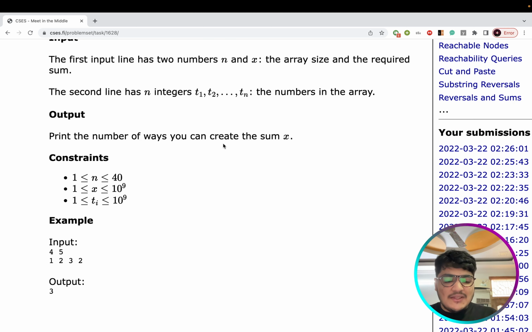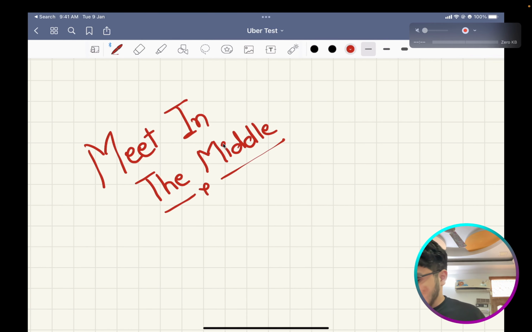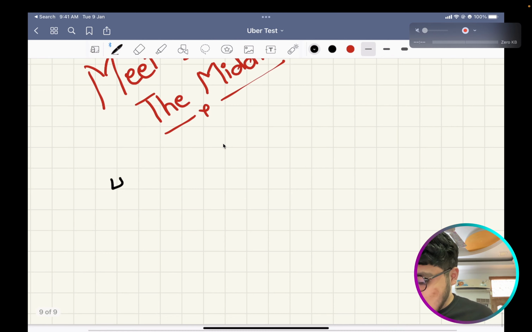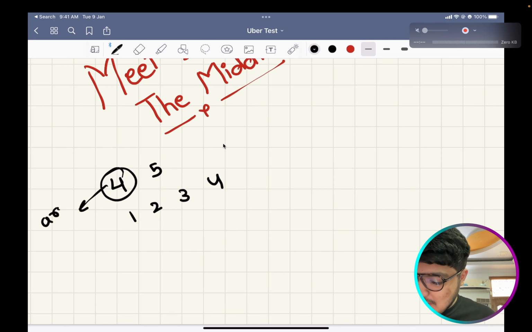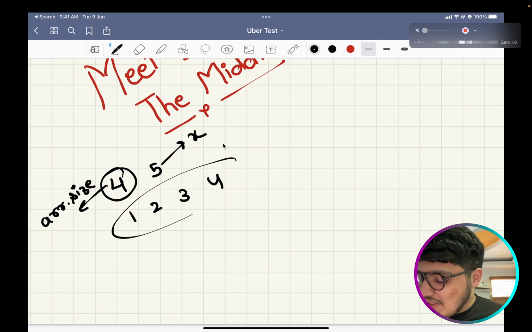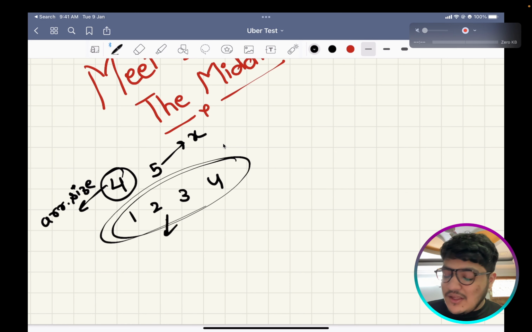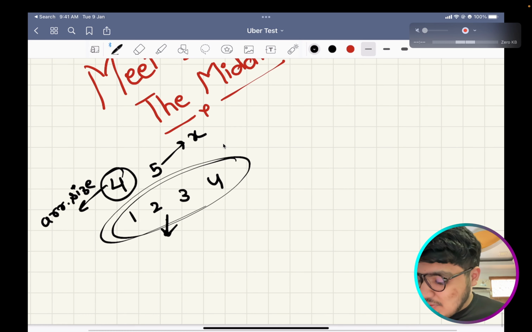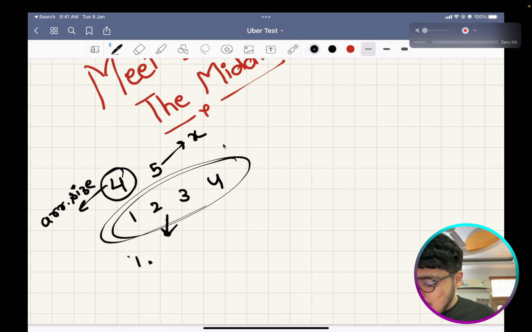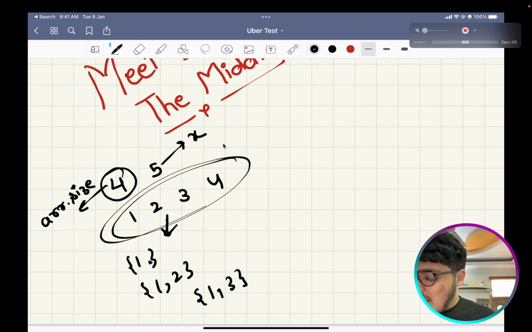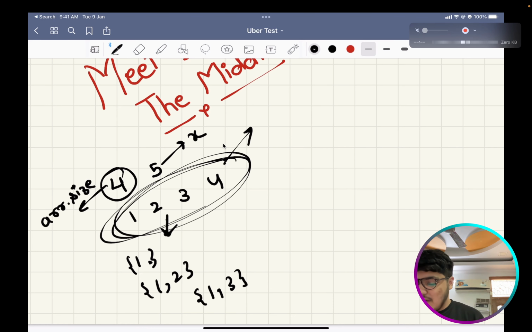So what does it mean? This is your input. This is your array size. This is your x. And you have to tell how many ways there are to choose a subset. What is a subset? A subset is like 1, 1, 2, 1, 3, any of these numbers. It doesn't mean they should be contiguous or anything like that. Any of the numbers you could select.